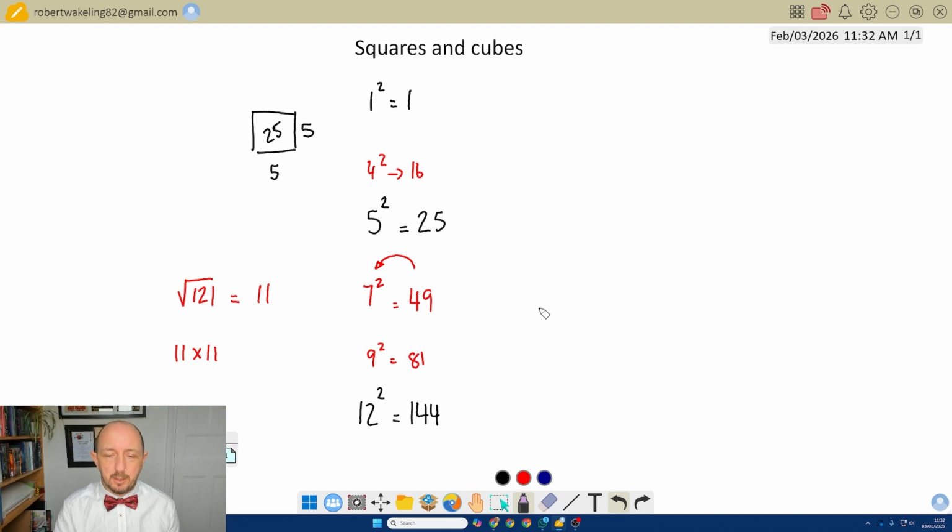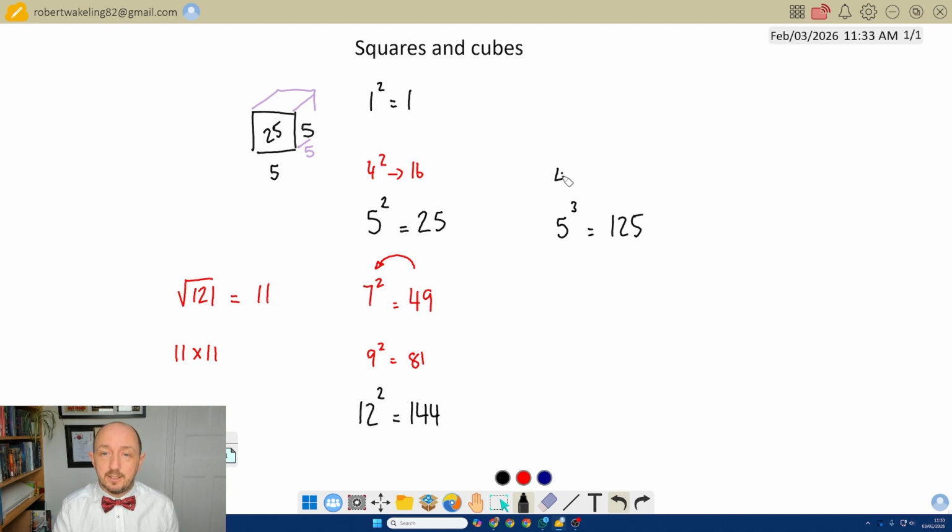Okay, what about cube numbers? Well, if I take this number here of 5 and turn my square into a cube, then the depth, the third dimension if you like, will be a 5 as well, because cubes have all the same lengths. So here we're looking at the volume. The volume of this would be 5 times 5 times 5, 5 cubed. 5 times 5 is 25, times another 5 is 125.